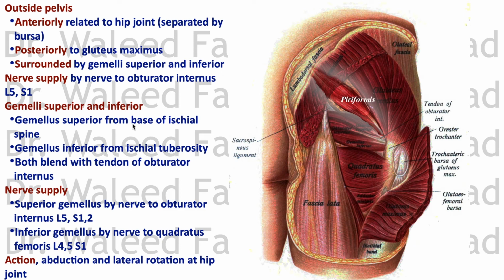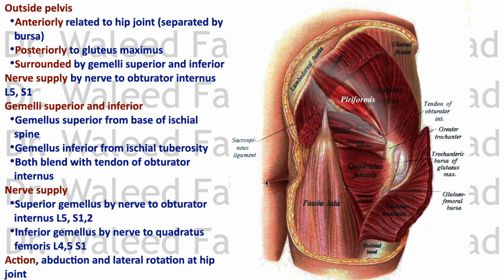The gemelli superior and inferior, the superior gemellus from the ischial spine, the inferior gemellus from the ischial tuberosity, they go laterally and fuse with the tendon of the obturator internus muscle, with the action the same as obturator internus, abduction and lateral rotation at the hip joint. But of course, they are accessory muscles. They are not essential muscles to exert this action on such a big joint like the hip joint.